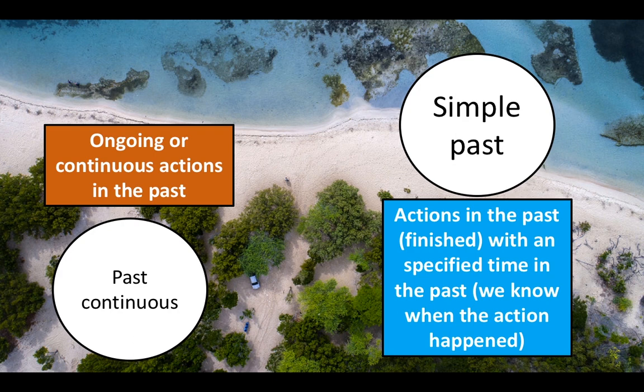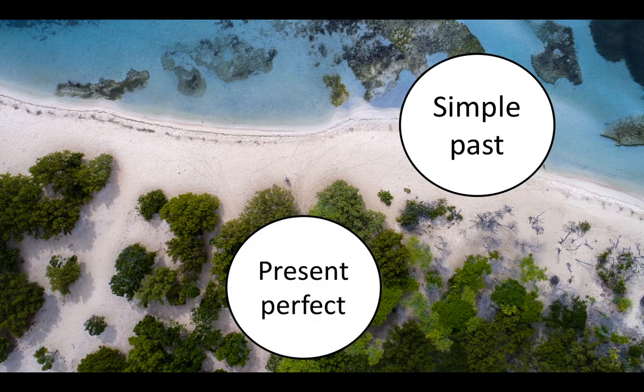In the simple past, we use specified times, yes, but the actions are finished. I went to the doctor yesterday. But remember that in the past continuous, the actions are ongoing or continuous. I was going to the doctor when my phone rang. Now, let's see the difference between the simple past and the present perfect.